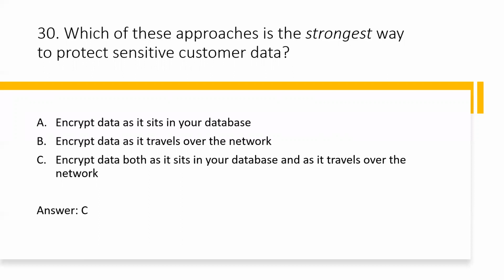Encrypt data as it sits in your database. This is one way to protect your sensitive customer data. And option B, encrypt data as it travels over the network. This is another way to protect your data. But the question says strongest way to protect. So option C gives both: encrypt data both as it sits in your database and as it travels over the network. So the right answer is option C.